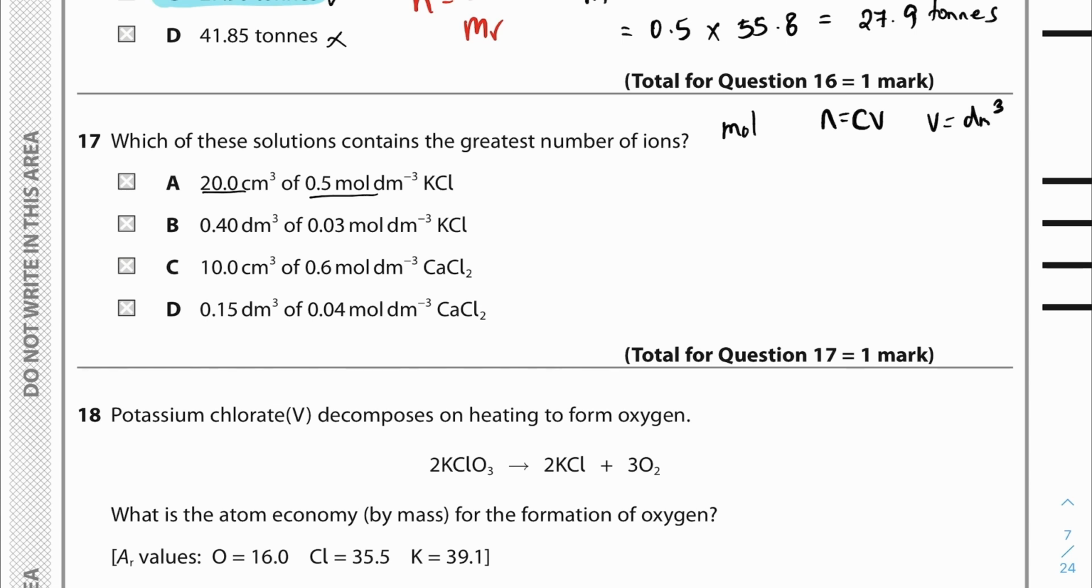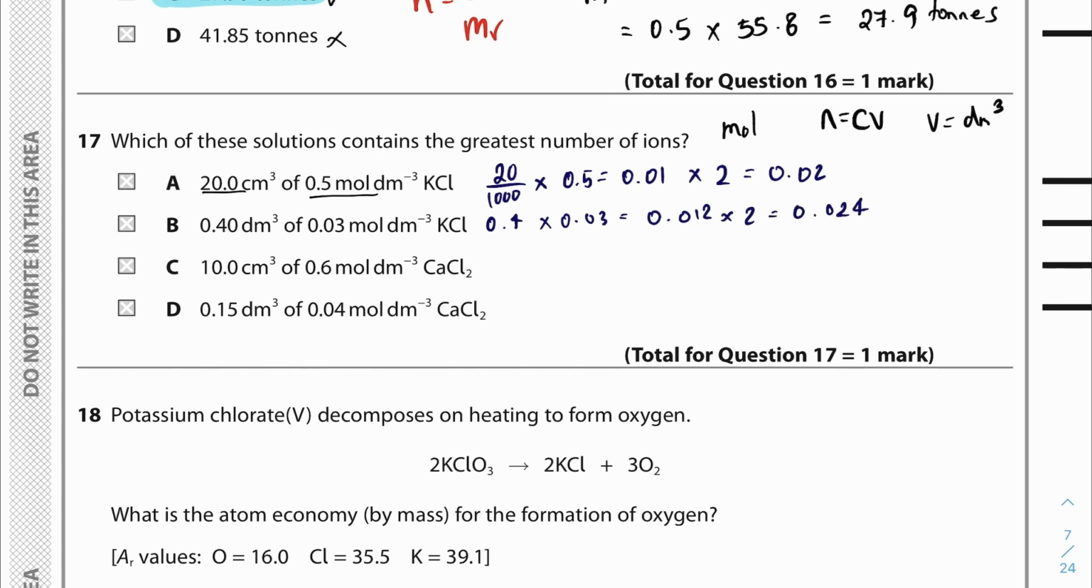So in this case, let's work it out. So we have 20 over 1000 times 0.5 moles gives us 0.01 moles of KCl. And since there are two ions, let's times by 2. This gives us 0.02. Okay, let's look at B. So that's 0.4 dm cubed already, so we don't have to change it, times 0.03. That's 0.012. And how many ions? K and Cl, so times by 2. That's 0.024. That's already above A.